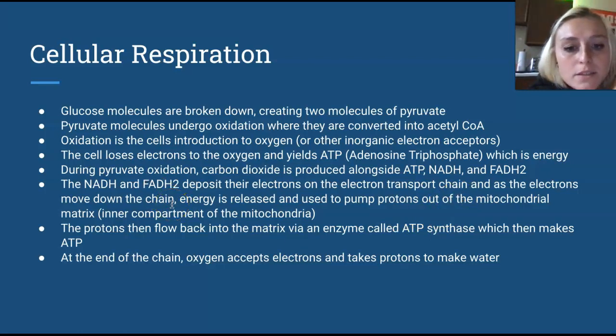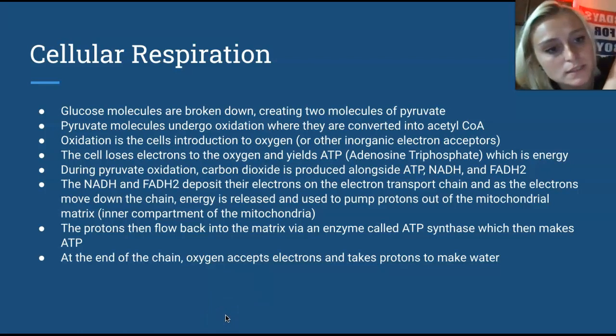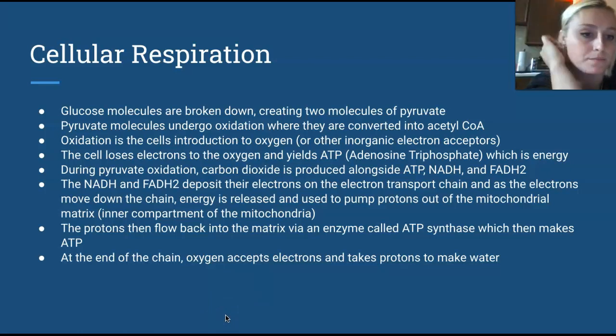The NADH and FADH2 deposit their electrons on the electron transport chain, and as the electrons move down the chain, energy is released and used to pump protons out of the mitochondria matrix, which is just like the inner compartment of the mitochondria. The protons then flow back into the matrix through an enzyme called ATP synthase, which then makes more ATP. And at the end of the chain, oxygen accepts electrons and takes protons and makes water.